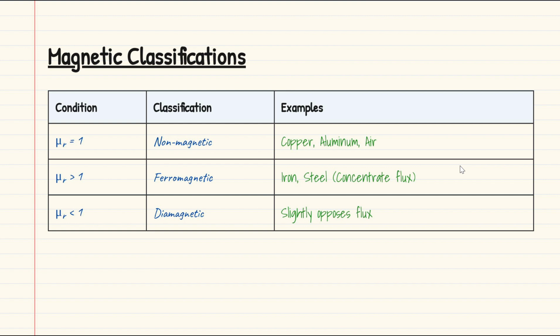For mu r, there are three different classifications. Mu r equal to 1 means copper or aluminum conductor, which we use in the electrical field. So mu r is always 1. In PSCAD also you can use mu as 1.